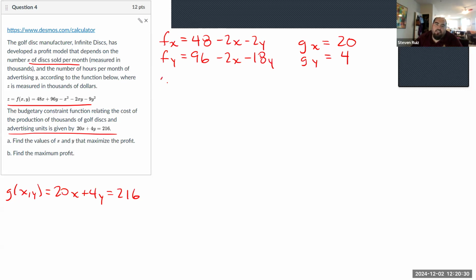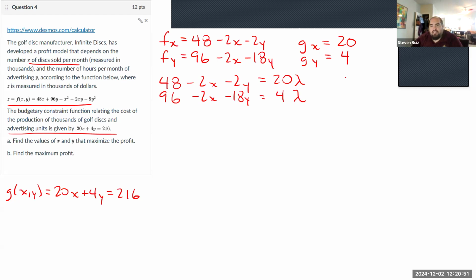So I want 48 minus 2x minus 2y to be equal to 20 times lambda. And I want 96 minus 2x minus 18y to be equal to 4 times lambda. So now, through this Lagrange process, I have a system of equations that has how many unknowns? x, y, and lambda. It has 3 unknowns, which means it needs a third equation.